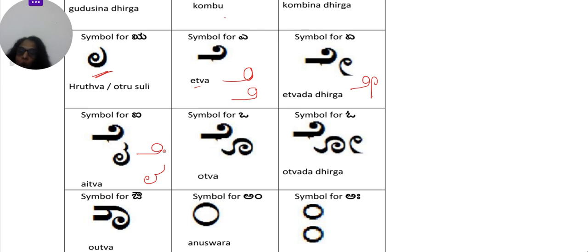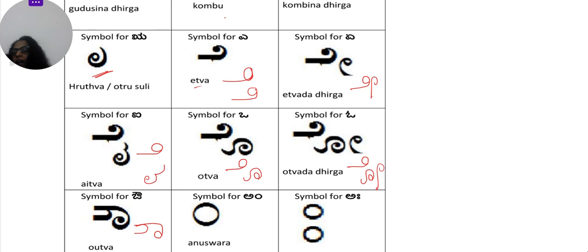Otwa. This is the symbol of O and it's called Otwa. So you will write the symbol of Etwa and you will also write the symbol of Kombina Dirga together. Then this will be Otvana Dirga. So you will write the symbol of E, the symbol of U and then this. And this is Autwa. The symbol of Autwa. So it will be like this.